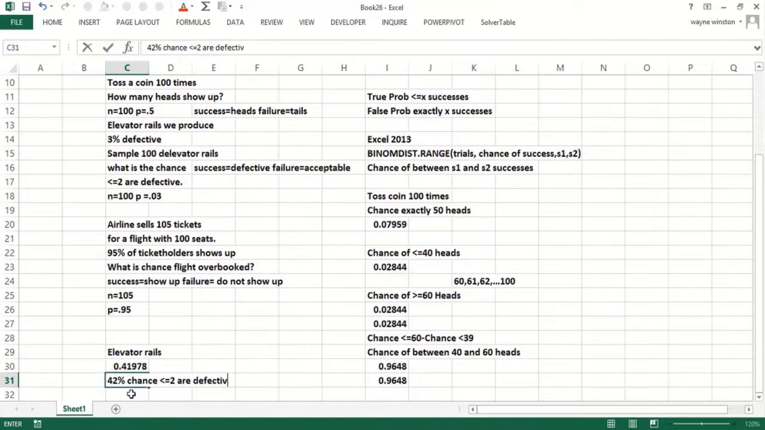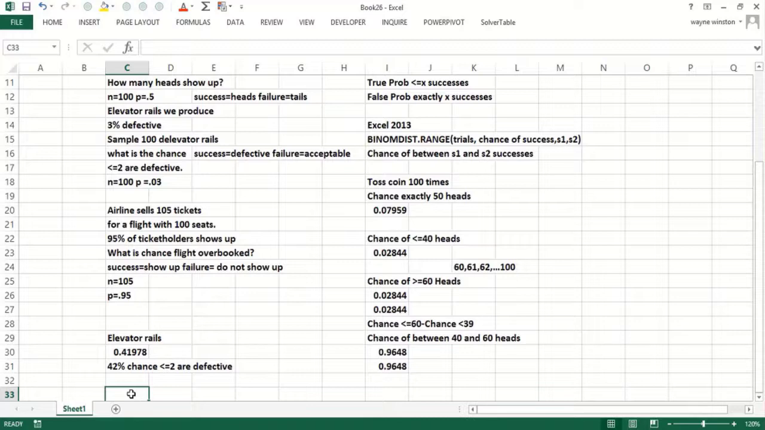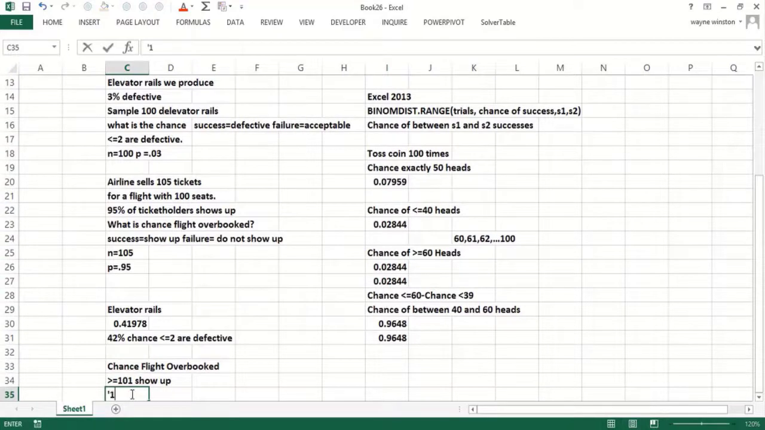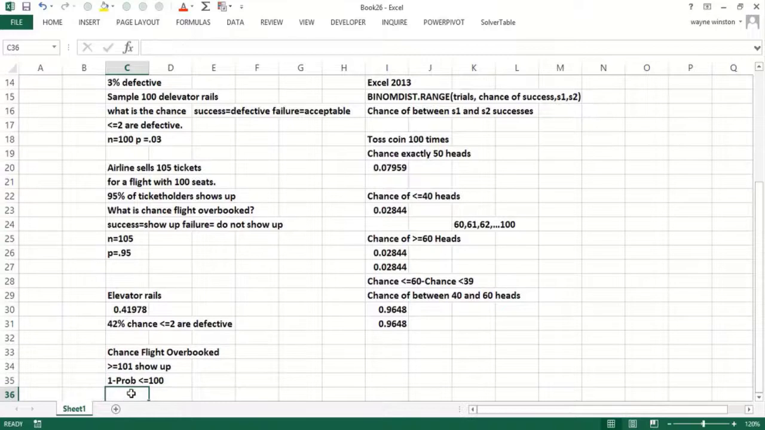Now finally, the airline overbooking. Okay, chance flight overbooked. That means at least 101 show up. And that's 1 minus the probability of less than or equal to 100. Okay, so in other words, I could add up the chance of 0 through 100, take that away from 1 to get the chance of at least 101, or I could use that Binom.DIST range, which is easier.